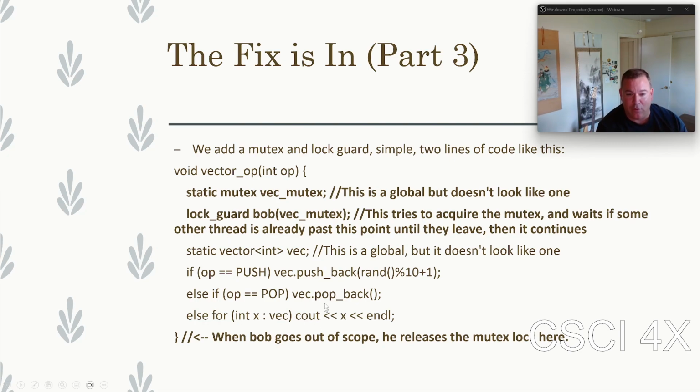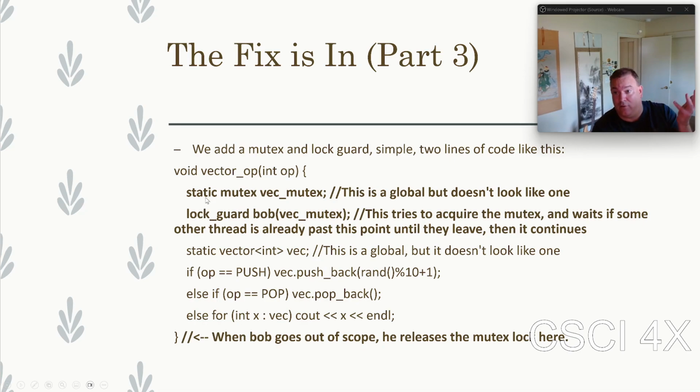So by adding just 2 lines of code, you can ensure that only one thread at a time can be in the portion of code that needs to be protected. If you've got a global variable, you put the global variable into a static local variable, and you just add those 2 lines of code. And then the mutex is also static.